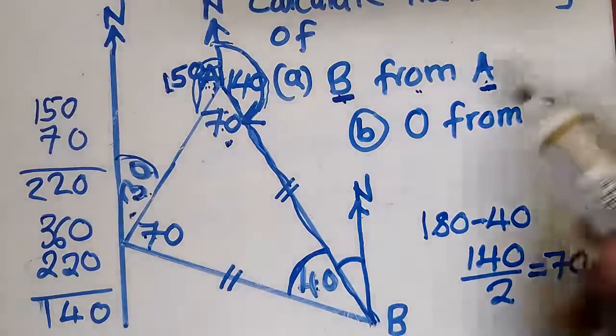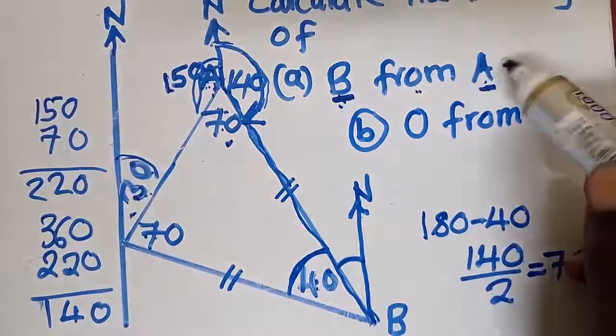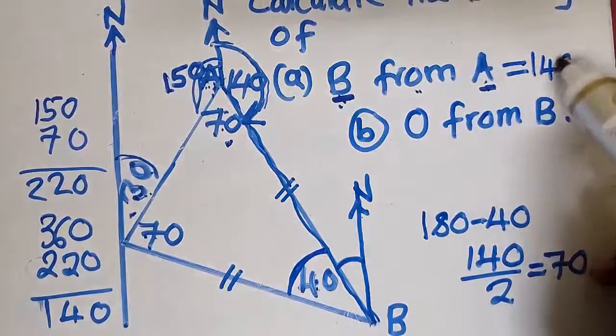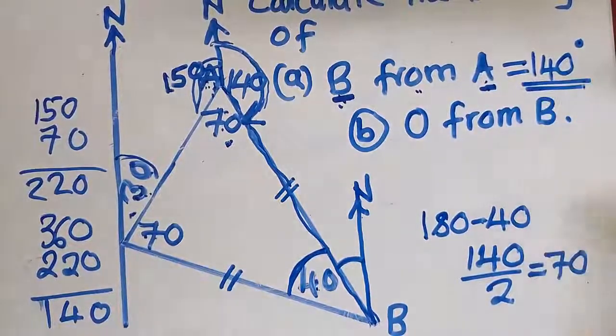So it means that the bearing of B from A is 140 degrees. This is how you need to answer it. That's your answer, that's how you need to solve that one. Maybe you haven't understood the concept. Don't worry. Even as we move on, you are going to understand these simple principles that I'm sharing with you.